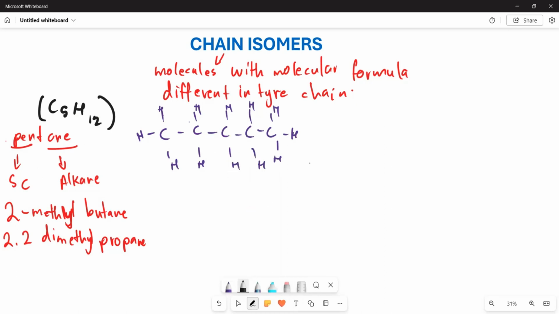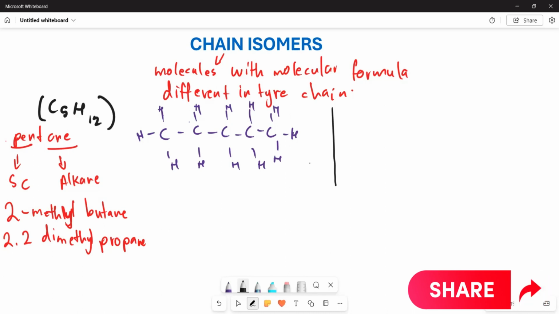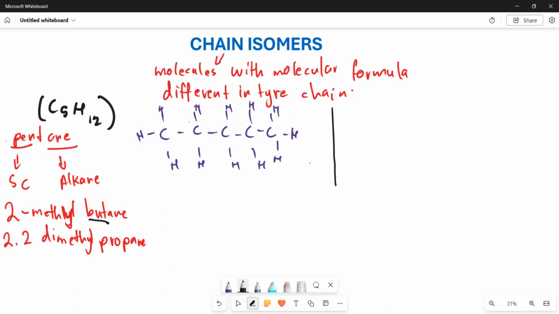Now, let's write the second structure that I gave you, which is 2-methyl butane. So remember, how do you write the structure of this? You're going to start with your butane. So this is going to be 1, 2, 3, 4 carbons, right? And then your methyl is going to be found on the second carbon. So basically, this is how you write your structural formula.